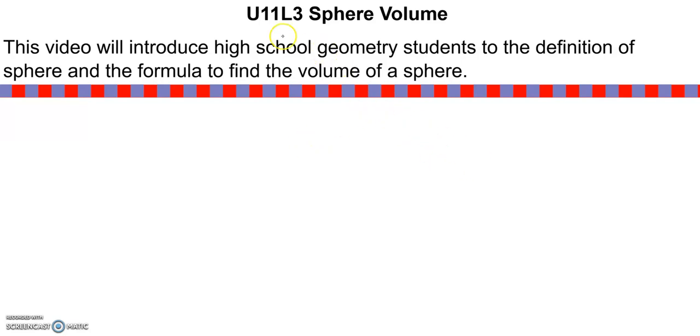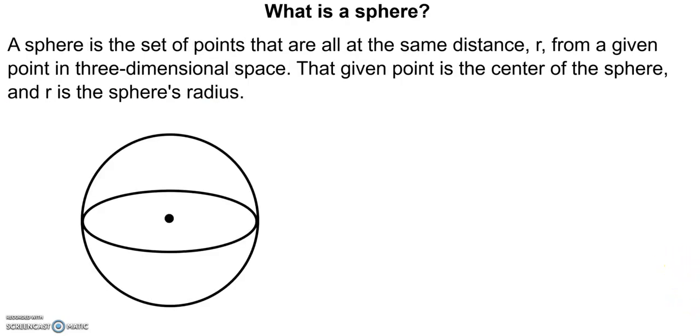In this video, we are going to talk about what a sphere is, and I am going to provide you with the formula to find the volume of a sphere. So basically, a sphere is a set of points that are all the same distance from a given point, and that distance is going to be r. The given point is going to be called the center. So here is the center, and then the distance from that point to the edge is r. That is going to be r right there, r.